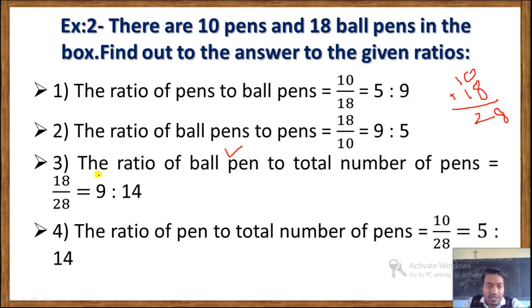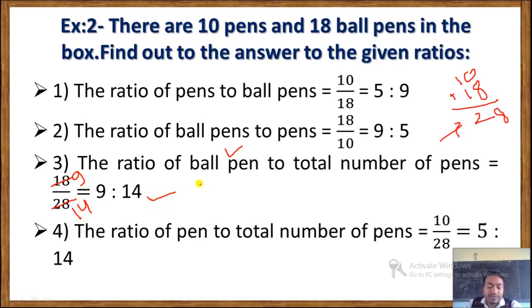Now see the question, the ratio of ball pen. So ball pen we have written first, 18 to total number of pens, and total number of pens here we have 28. So 28 we'll write here. Now reduce the term. 2 9 is 18, 2 1 is 2, 2 4 is 8. So 9:14.